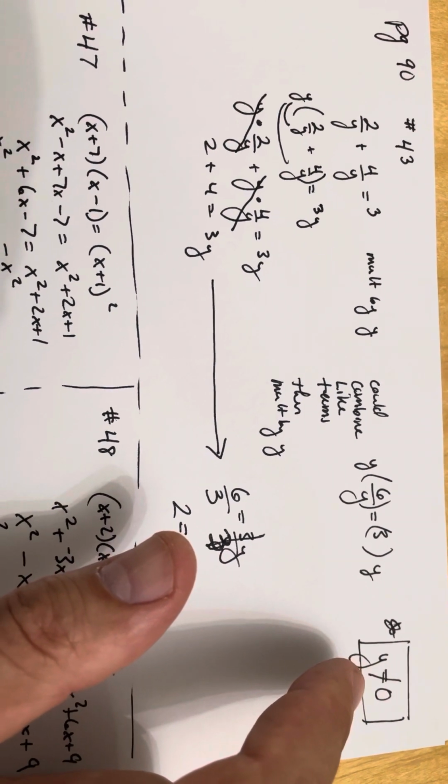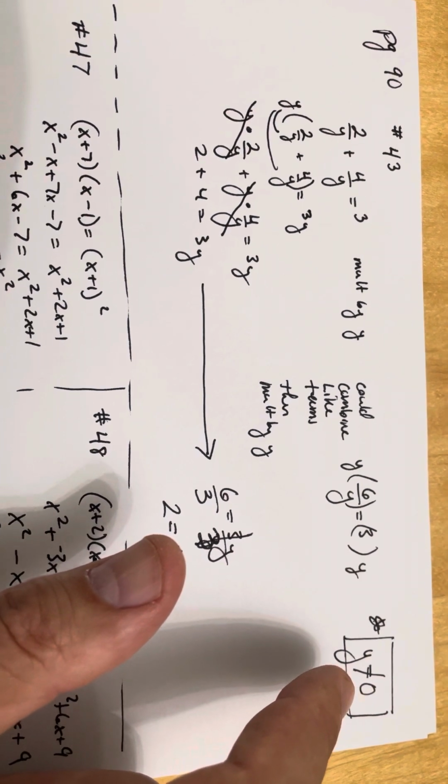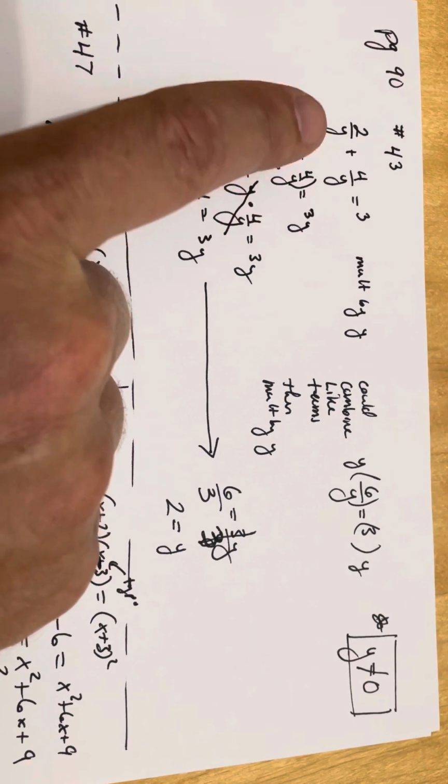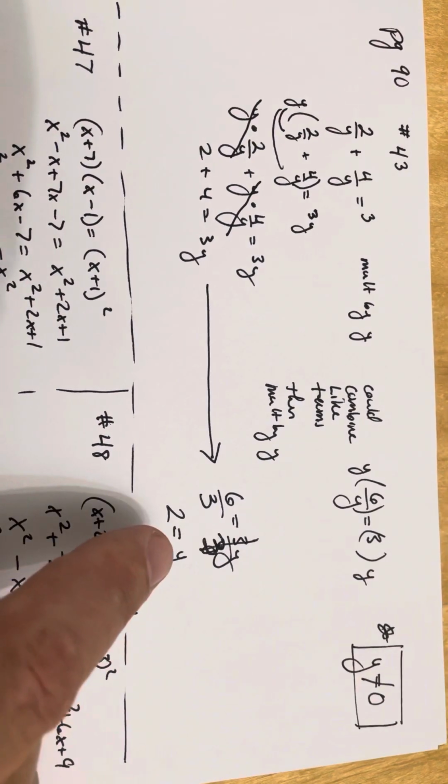And one of the comments that needs to be made is you always check the domain of your functions. You can't plug 0 in here because we can't divide by 0, but our answer is 2, so this is okay.